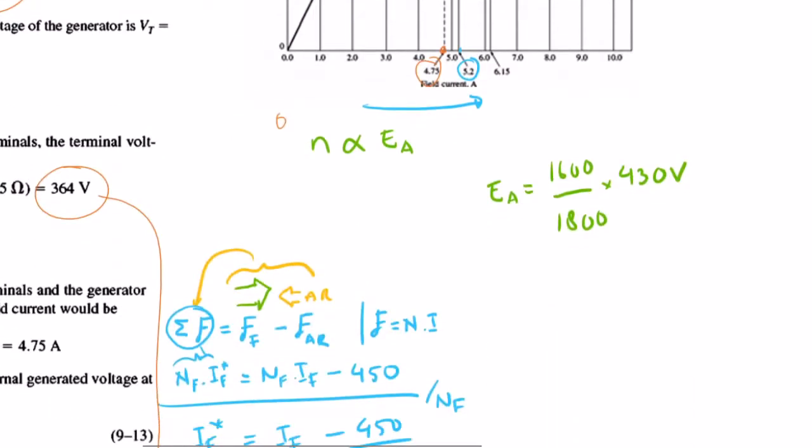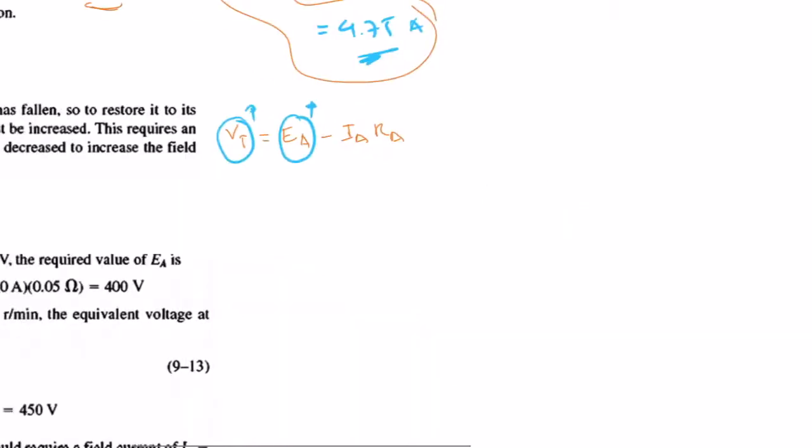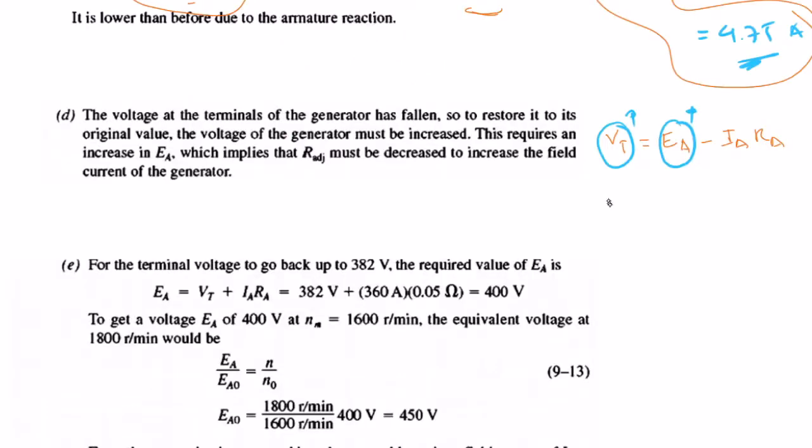And then how do we increase the field current? We increase the field current by using a lower value for the adjustable R, because the field current IF equals VF over RF plus the adjustable R. So again, if you want to increase IF, then we need to reduce this, because VF and RF are fixed, so what we can do is reduce the adjustable R.